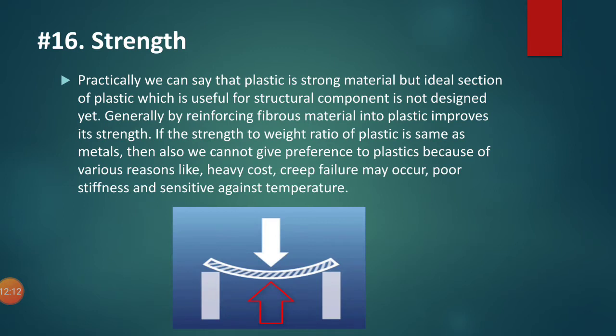Number 16, strength. Practically, we may all know that plastic has a good strength to weight ratio. For this reason, plastic is a strong material, but an ideal section of plastic which is used for structural components is not designed yet. Generally, reinforcing fibrous material into plastic improves its strength. If the strength to weight ratio of plastic is the same as metals, we still cannot give preference to plastics because of various reasons like heavy cost, creep failure may occur, poor stiffness, and sensitivity to temperature.